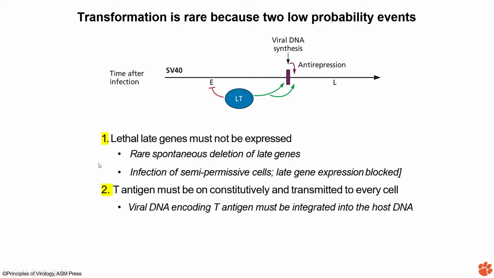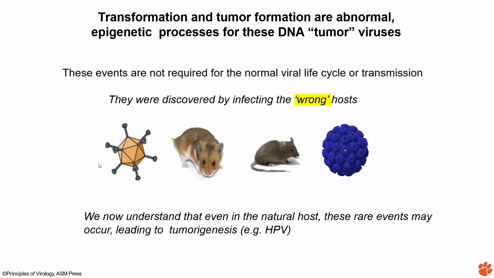Both of them need to happen. Very, very rare, and that's the reason that transformation or oncogenesis by DNA viruses is very, very rare. So here also, the transformation, tumor formation, abnormal epigenetic process for the DNA tumor viruses, were all discovered by infecting the wrong host. So a human adenovirus growing in a hamster or a mouse. And now we understand that even in natural hosts, these rare events may occur, leading to tumorigenesis, like the human papillomaviruses.